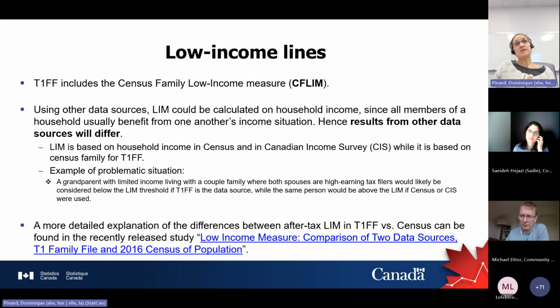If you're interested in more detailed differences between the various data sources, I would really recommend, not because I wrote it, but because it has a lot of information, a paper released in 2017 where we compared the low-income measure between the TIF and the Census of Population. It gives you a really good idea of the main differences, one of them being the coverage. The population is not the same.